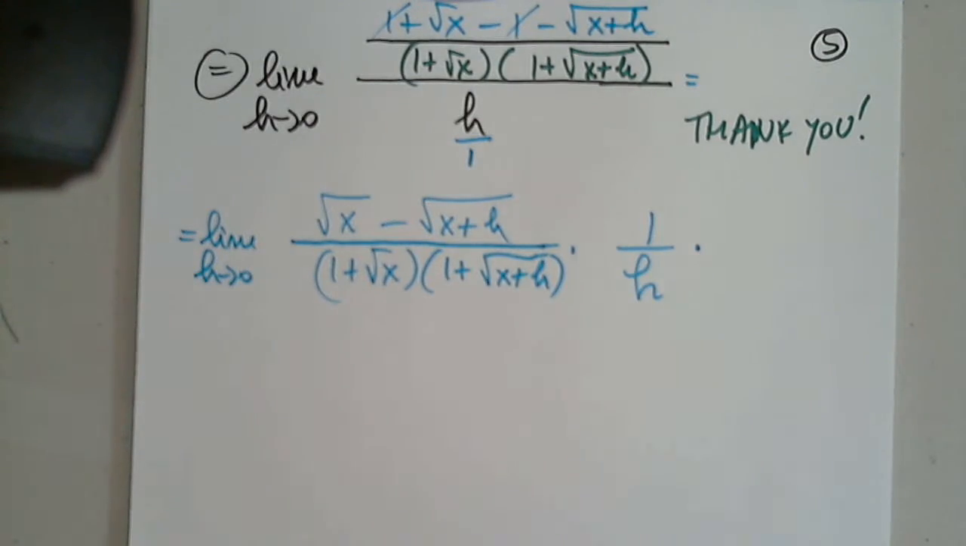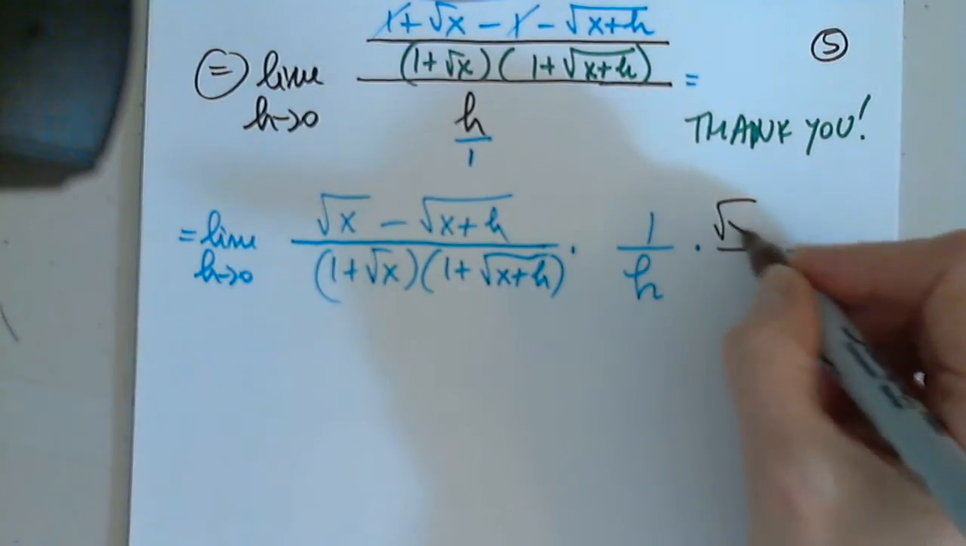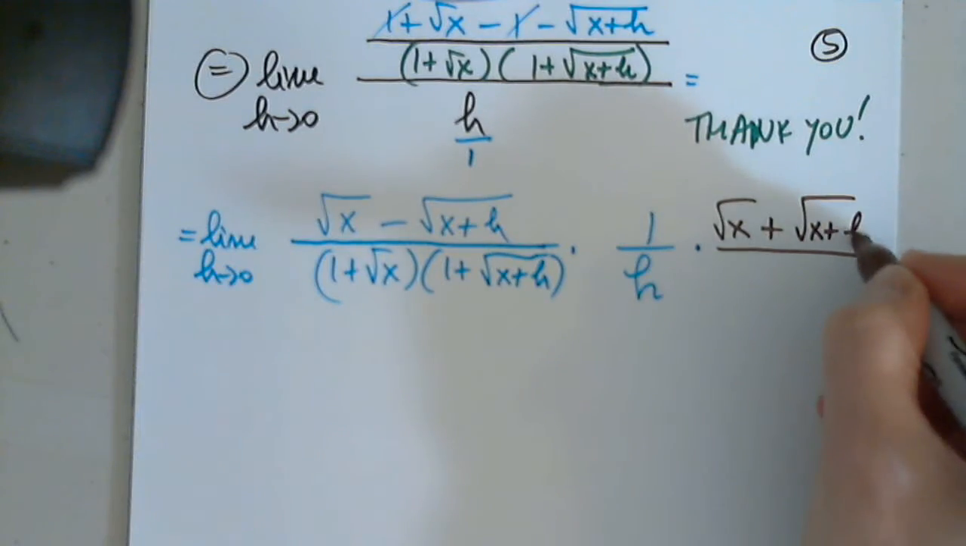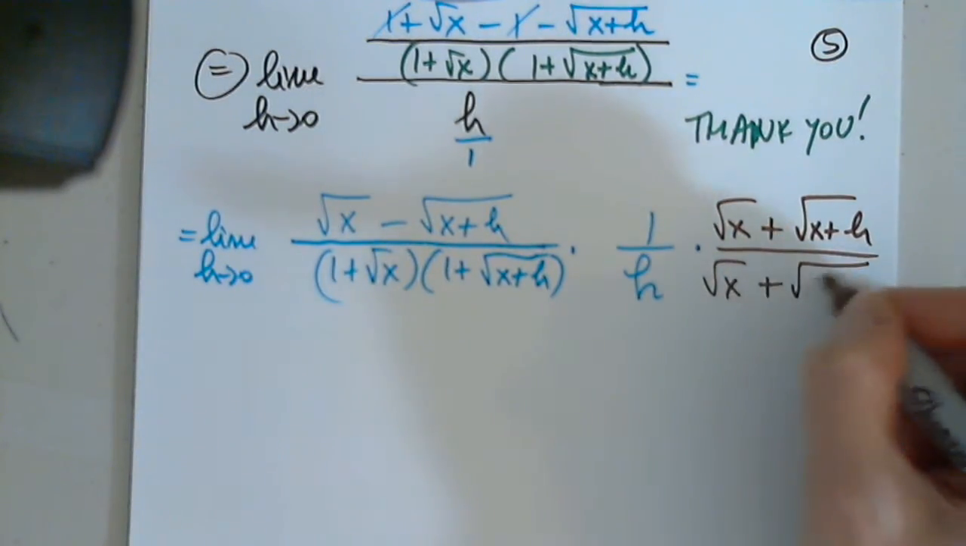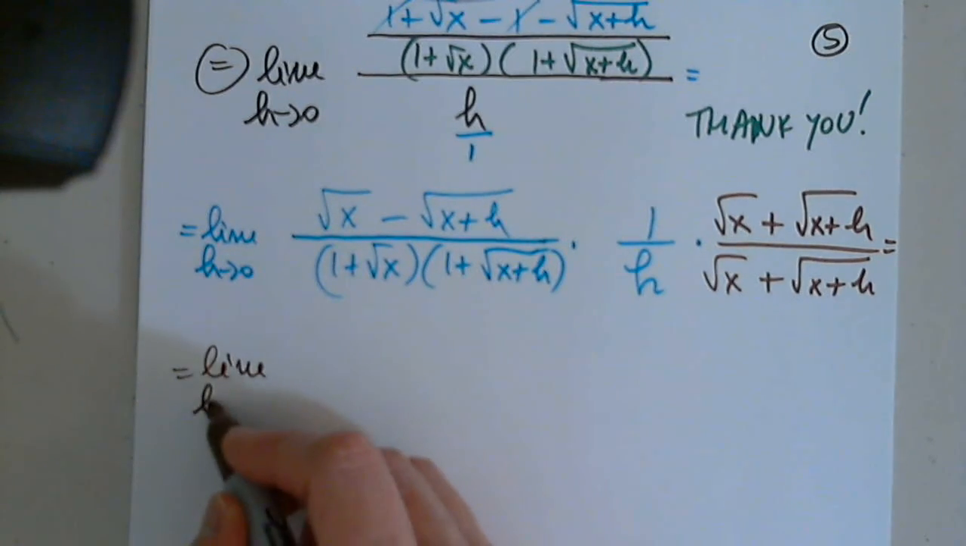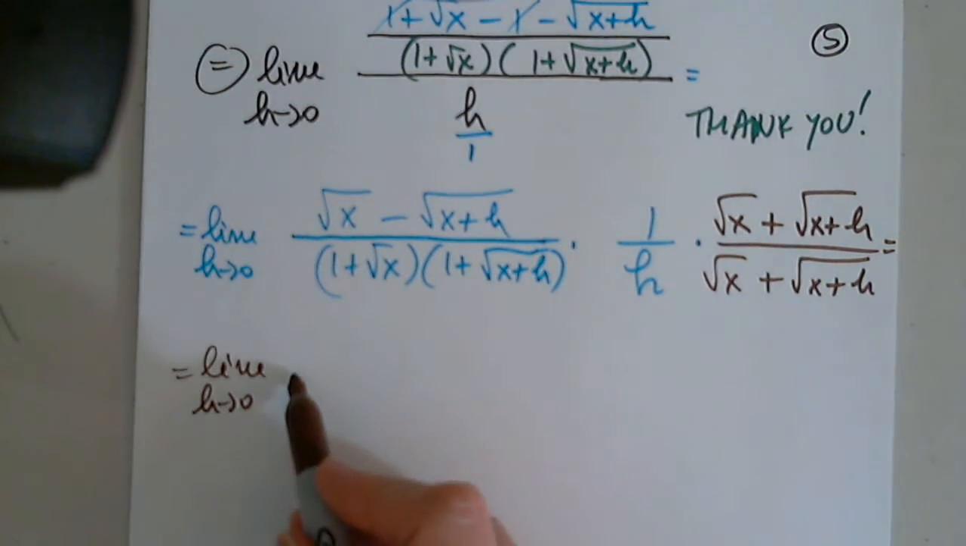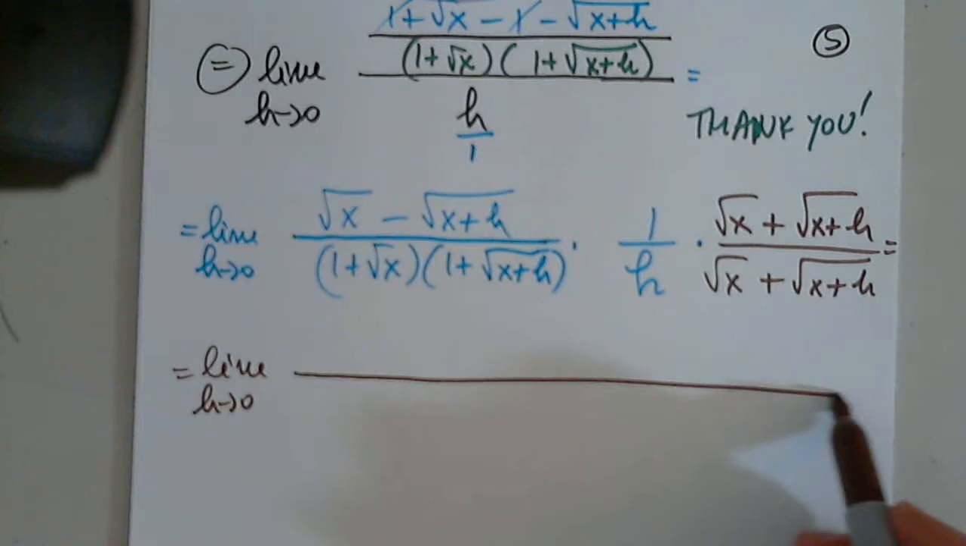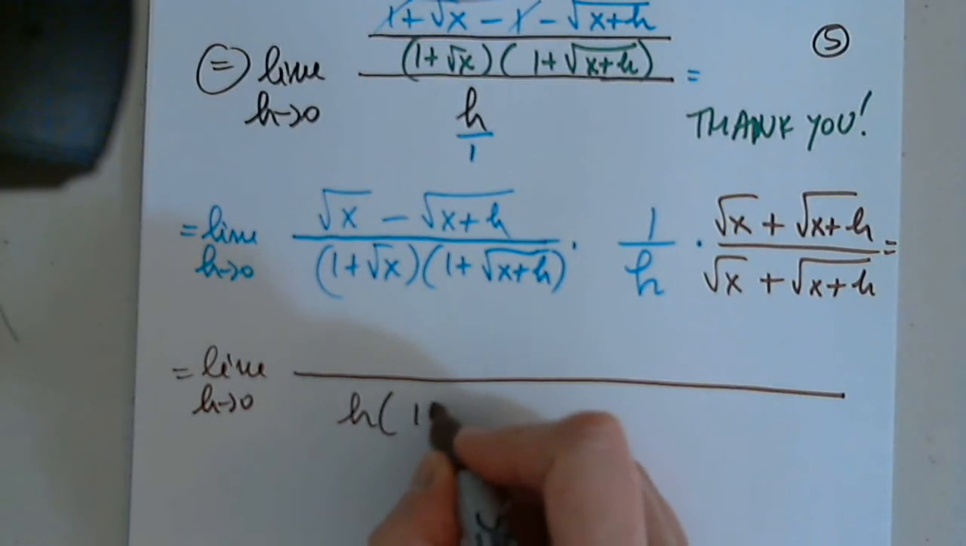You multiply by the conjugate? Thank you very much. The square root of x plus the square root of x plus h, the square root of x plus the square root of x plus h. So then limit as h approaches 0. Here's the denominator.